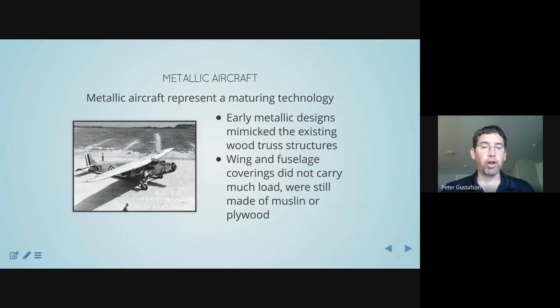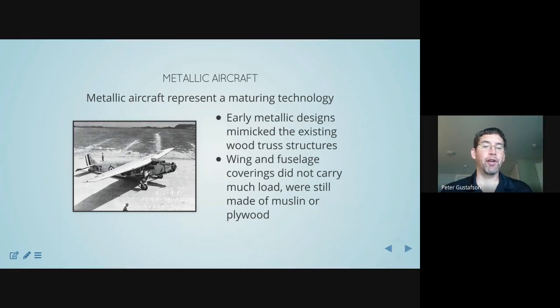The next major structural innovation in aircraft technology, or at least the next that I will highlight, is the move to metallic aircraft. Now, metallic aircraft, the Ford trimotor shown here is one of the relatively early metallic aircraft that were designed. There were a number of reasons why they moved to metal at this point, which I will deal with in the next slide or two.